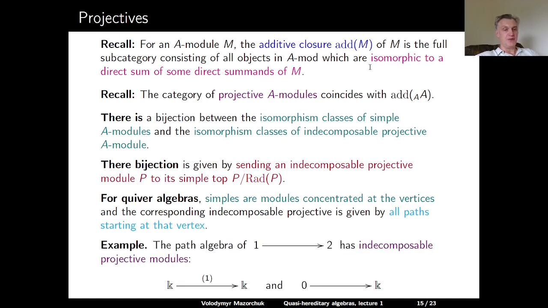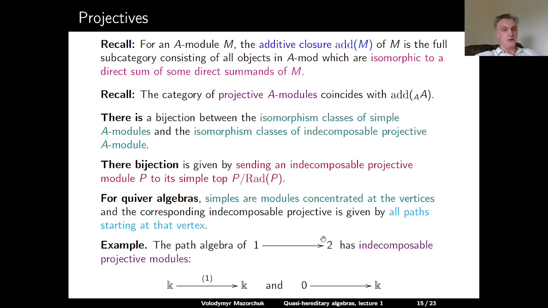For example, on the previous slide, we saw that the path algebra of the quiver, when we have two vertices 1 and 2, and one arrow from 1 to 2, has two simple modules, the one which is concentrated at the vertex 1, and the second one which is concentrated at the vertex 2. Now we also have two indecomposable projectives. The indecomposable projective which corresponds to the vertex 1 consists of all paths which start at the vertex 1. And here we have the trivial path, which gives us k at this vertex, and the path, our arrow, from vertex 1 to vertex 2.